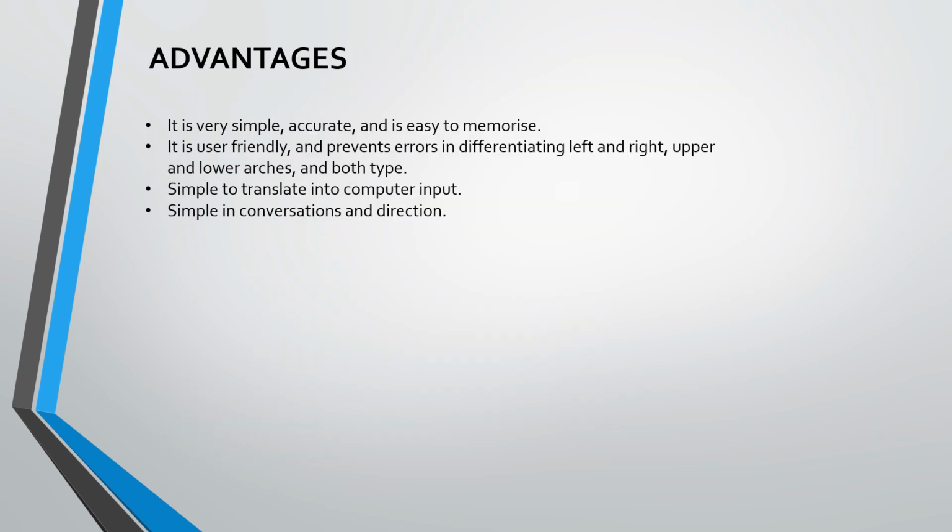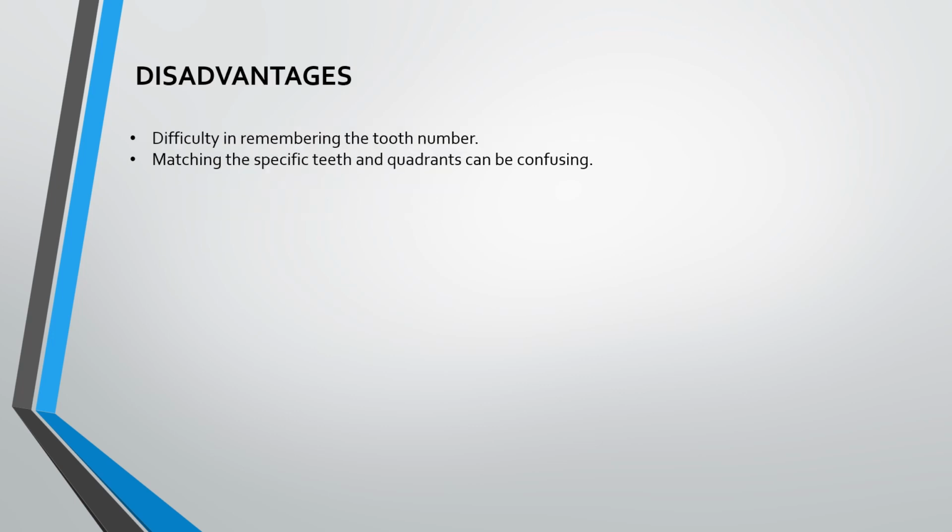Advantages of FDI numbering system. It is very simple, accurate, and easy to memorize. It is user-friendly and prevents errors in differentiating left and right, upper and lower arches, and both types. It is simple to translate into computer input, simple in conversation and direction. Disadvantages of FDI numbering system. Difficulty in remembering the tooth number. Matching the specific teeth and quadrants can be confusing.